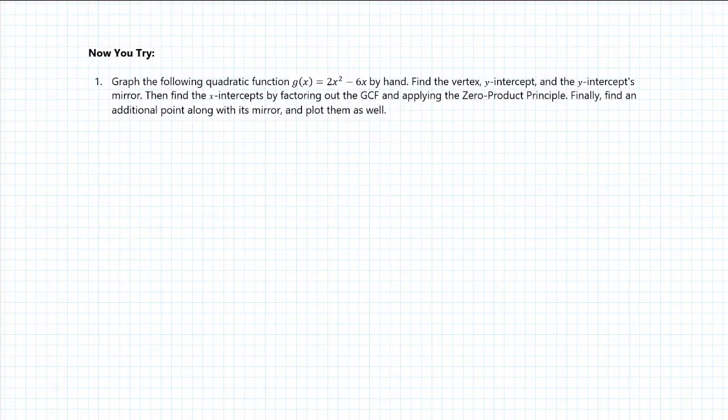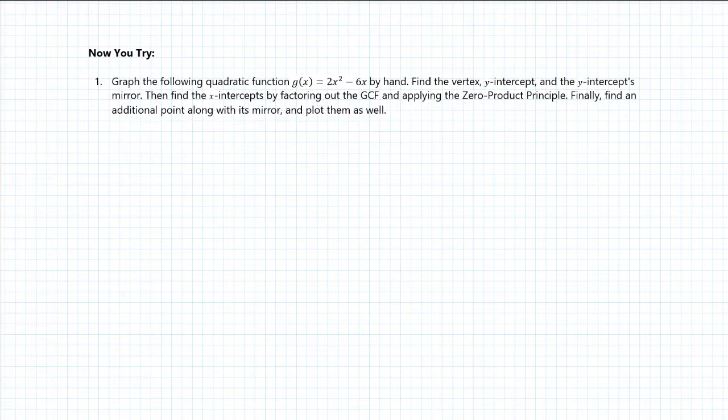Let's go ahead and look through the solution to the now you try problem for how to graph a quadratic function, a parabola, whose function can be factored with the greatest common factor. So the problem here states: graph the following function, g of x equals 2x squared minus 6x by hand.